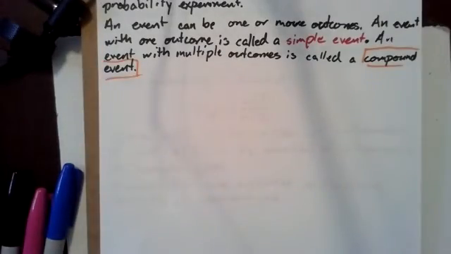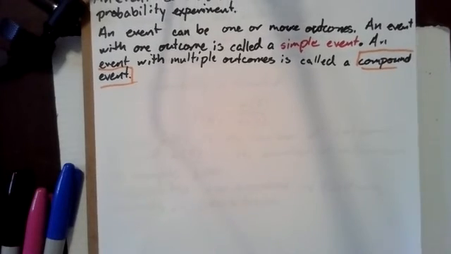An event consists of a set of outcomes of a probability experiment. An event can be one or more outcomes. An event with one outcome is called a simple event. An event with multiple outcomes is called a compound event.